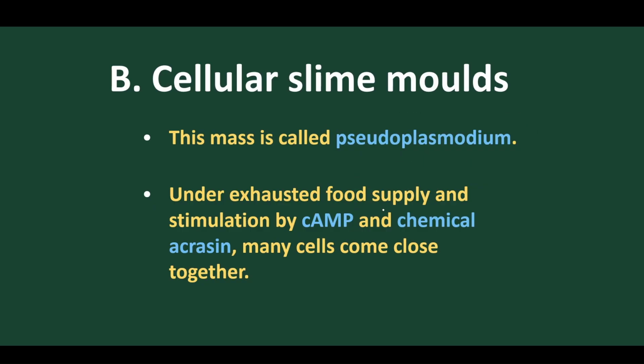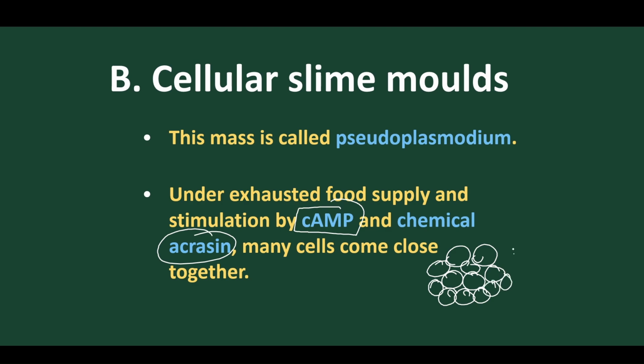Under adverse conditions, when the food supply is exhausted, they contain cyclic AMP and release a chemical called acrasin. So during deficiency of food, all the uninucleated cells come and get aggregated to form a colony to survive the adverse condition, because the food supply is less.